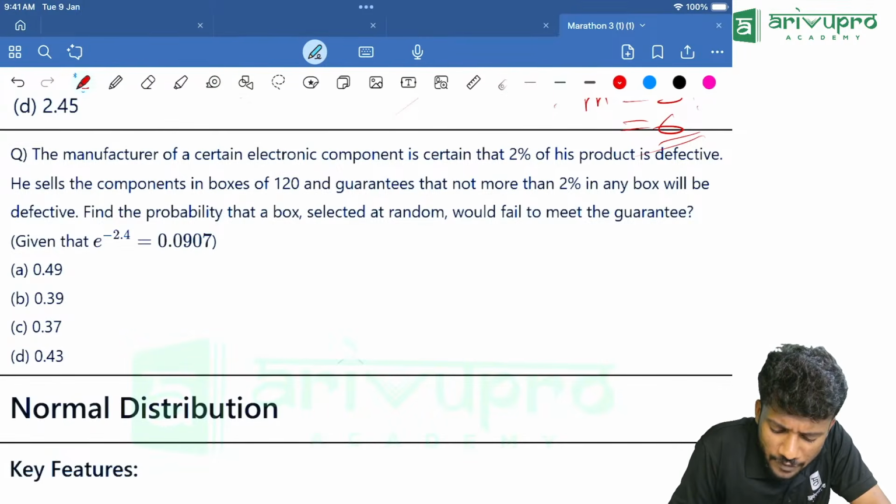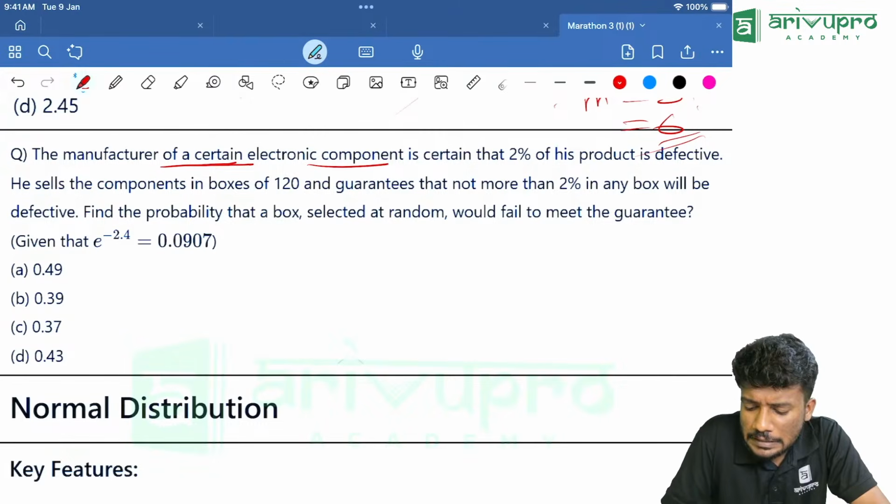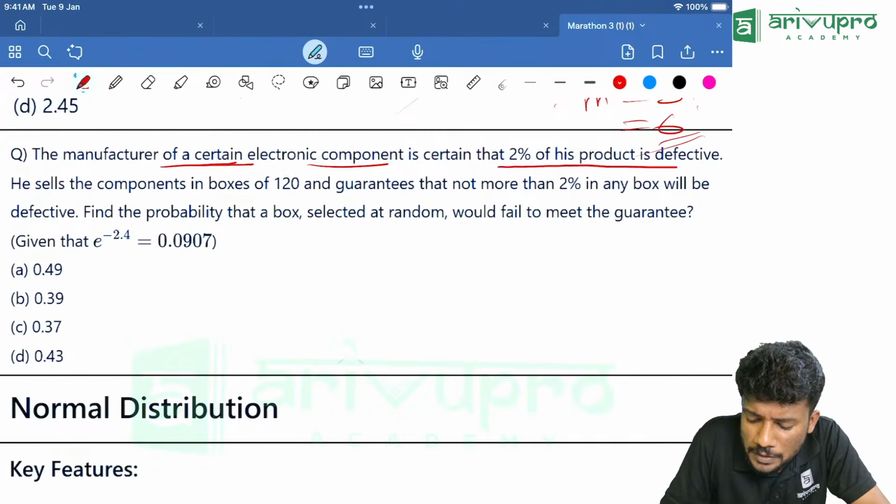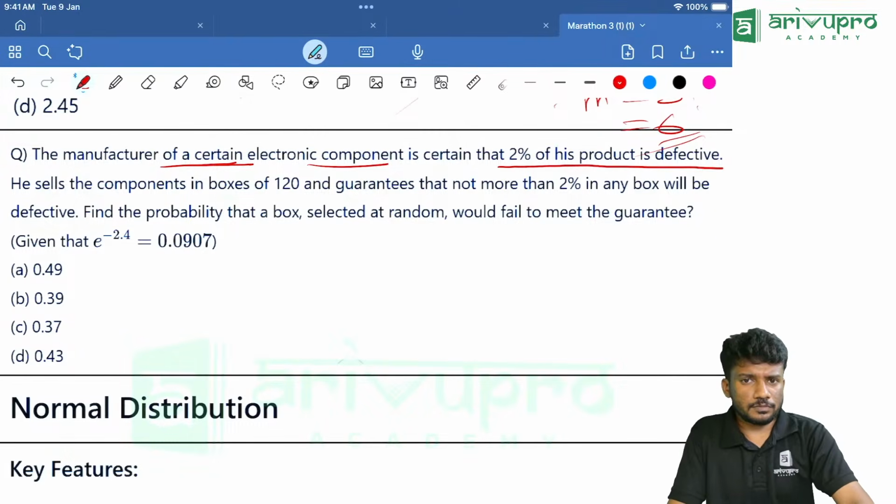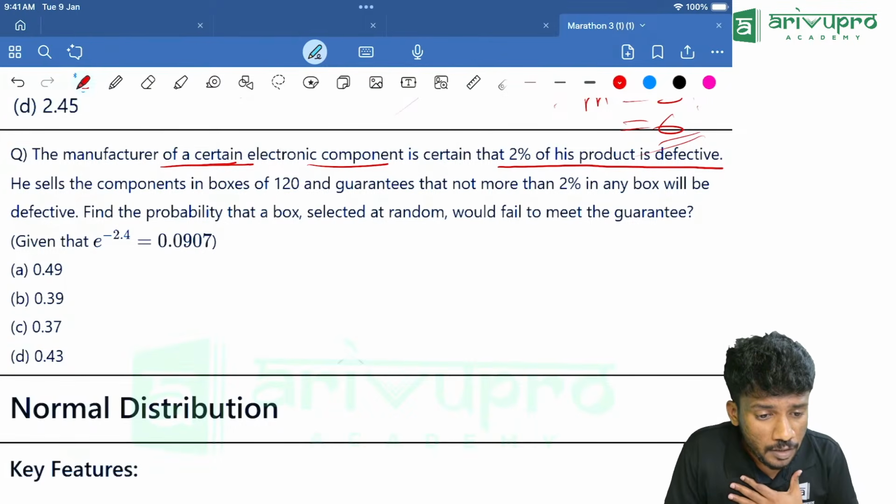The manufacturer of a certain electronic component is certain that 2% of the product is defective. Okay, what is the certainty? Yes, can you tell me the mode for Poisson once?